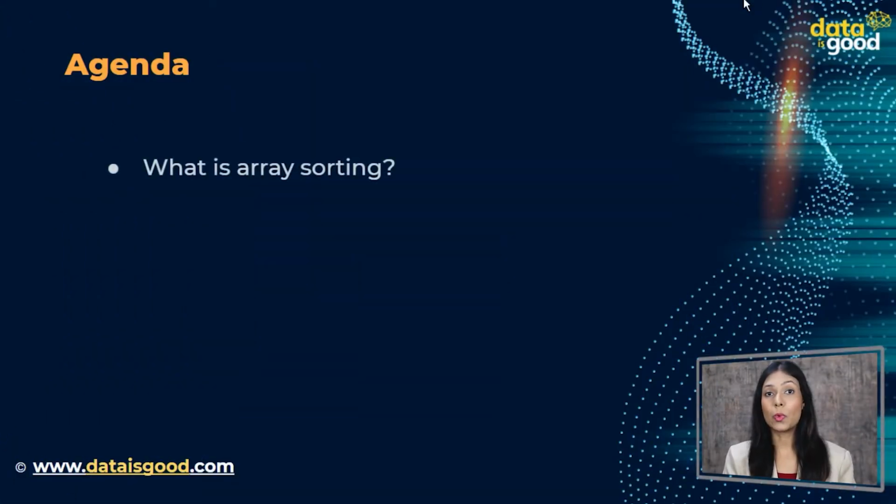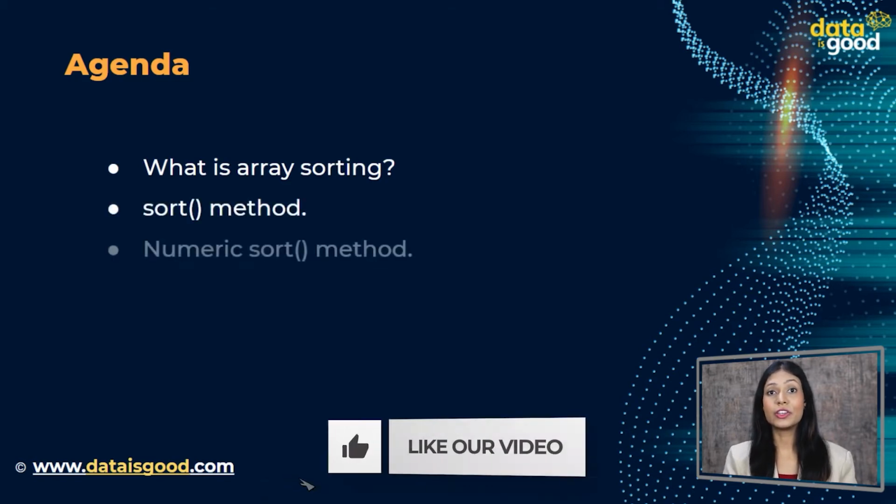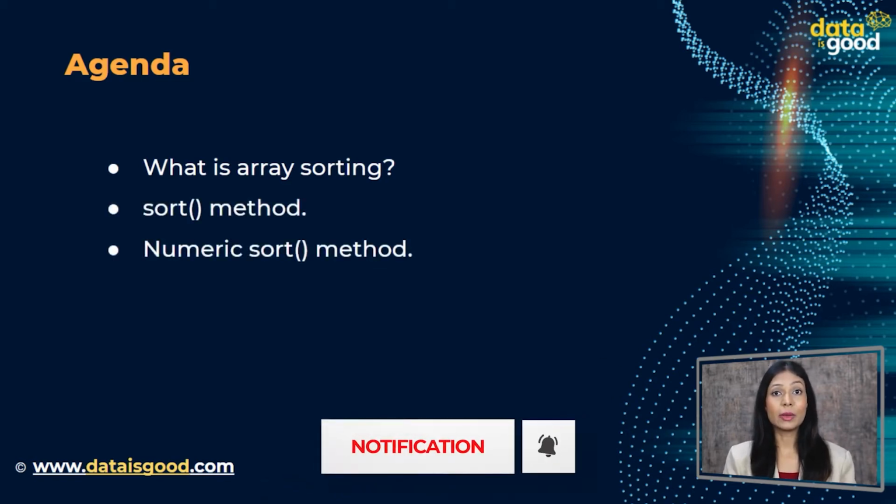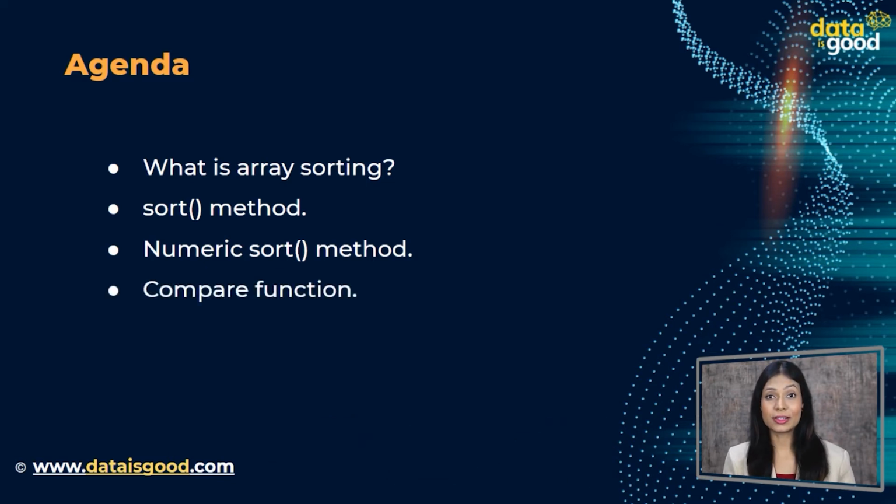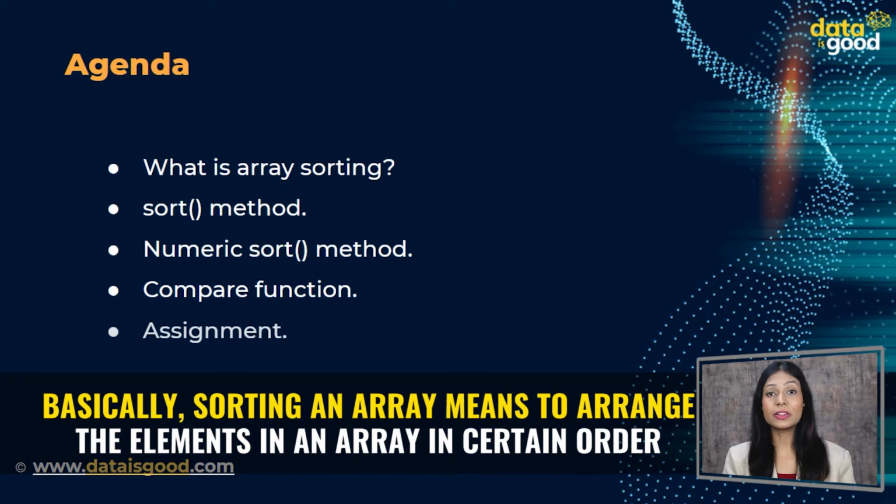We will be learning what array sorting is. After that, the sort method, then the numeric sort method. Then we will see what a compare function is. Then you will have an assignment. So basically, sorting an array means arranging the elements in an array in a certain order.